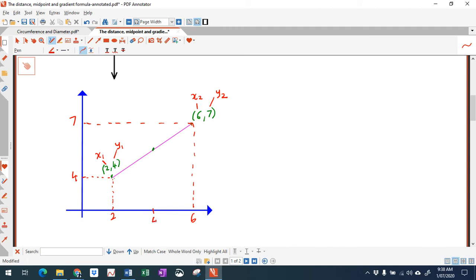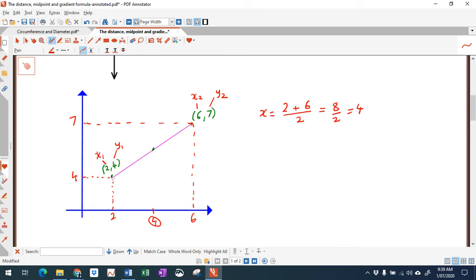Now mathematically, how can we work that out? Well, I can go 2 plus 6. So 2 plus 6 divided by 2 is 8 divided by 2, which is 4. Okay, so to get that 4 there, we add the 2 x coordinates, 2 and the 6, and divide by 2.